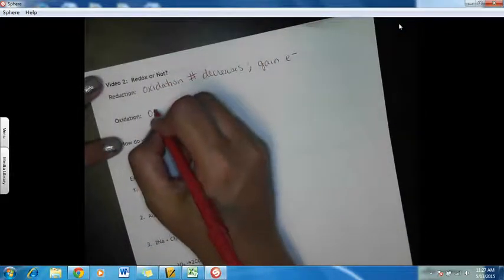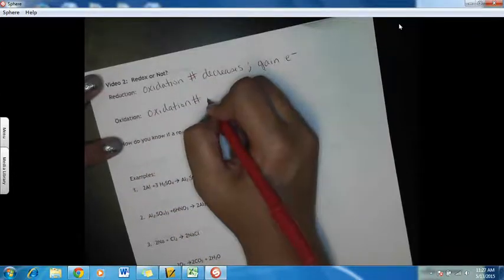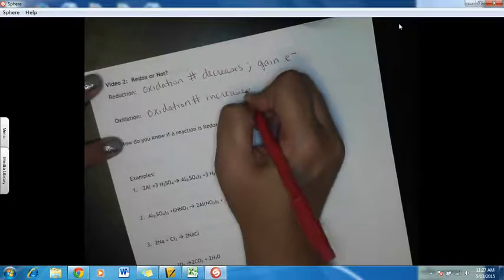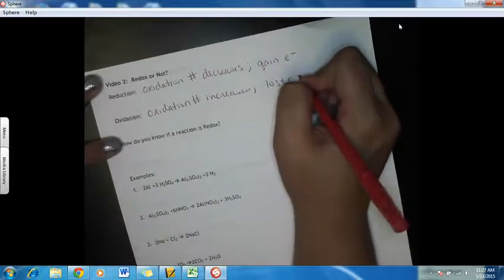In order for our oxidation number to decrease, we have to gain electrons. Oxidation means that our oxidation number increases, which means we have lost electrons.